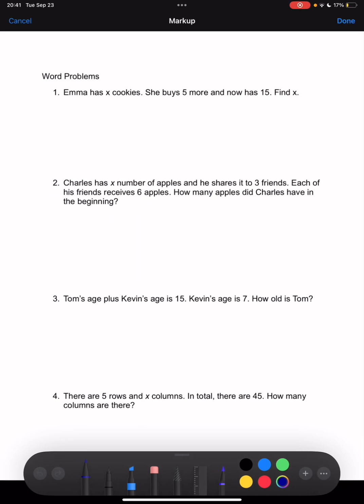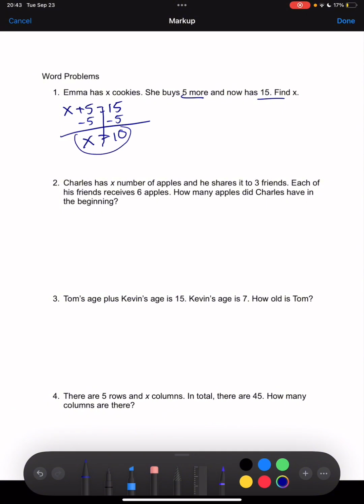Okay, now we're going to be working with word problems. Emma has X cookies. She buys 5 more and now has 15. Find X. So Emma starts off with X cookies, and then she buys 5 more. So she's adding 5. And now she has 15. That means she has 15 in total. So in order to get the variable by itself, we have to do the inverse operation. So the opposite of plus 5 is minus 5. Do the same thing to each side, and that means x is equal to 10.